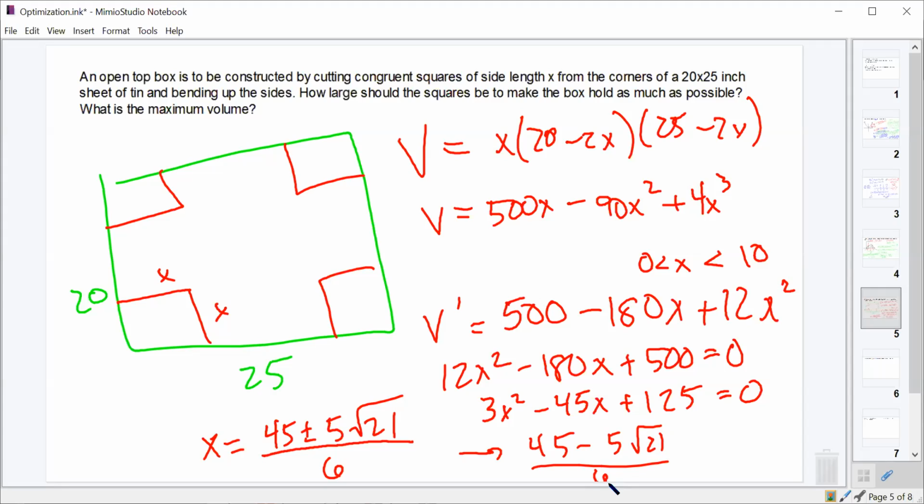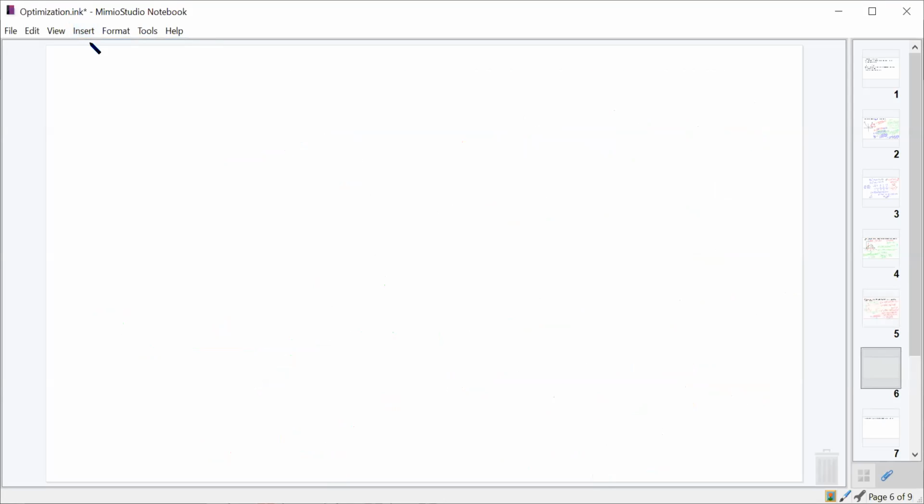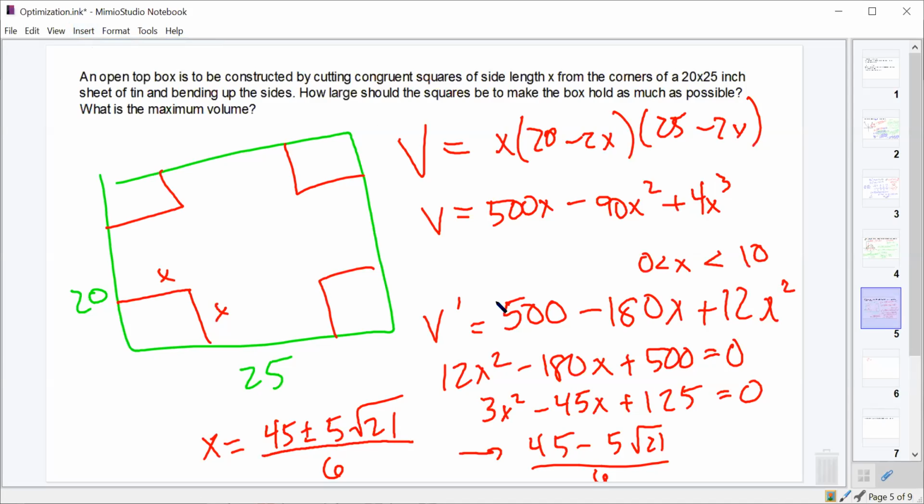And we want to show that that's a max. And so we can either use a sign chart or we can use the second derivative test. In this case, it's probably just as easy to do either one. We'll just do them both real quick. So what does V double prime equal? If V prime was this, we should have negative 180 plus 24x.